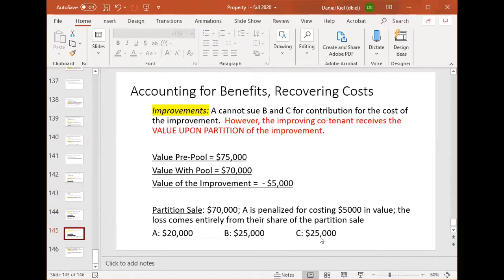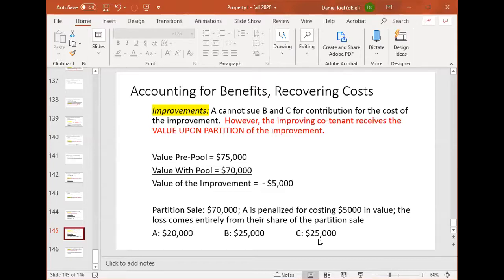Okay, so the improving co-tenant takes an upside and downside risk when they improve unilaterally. They will get the full value of the improvement, but they will also take on the full loss of value from the improvement. Gosh, that was jumbled. Hopefully, y'all get the idea.